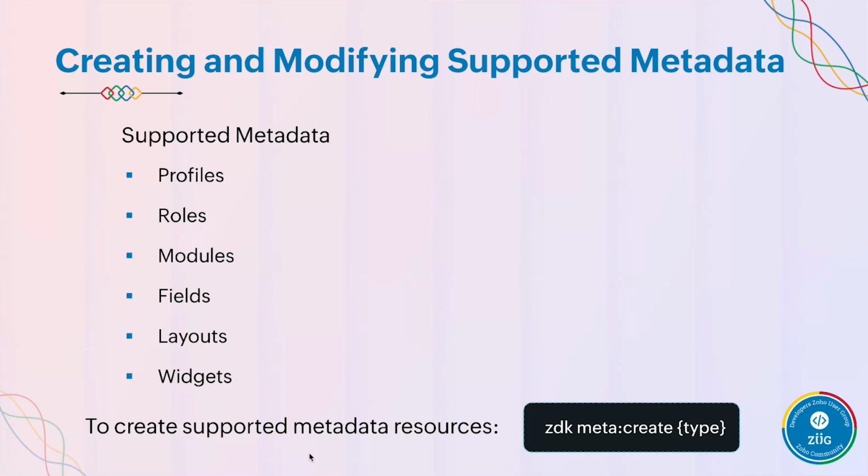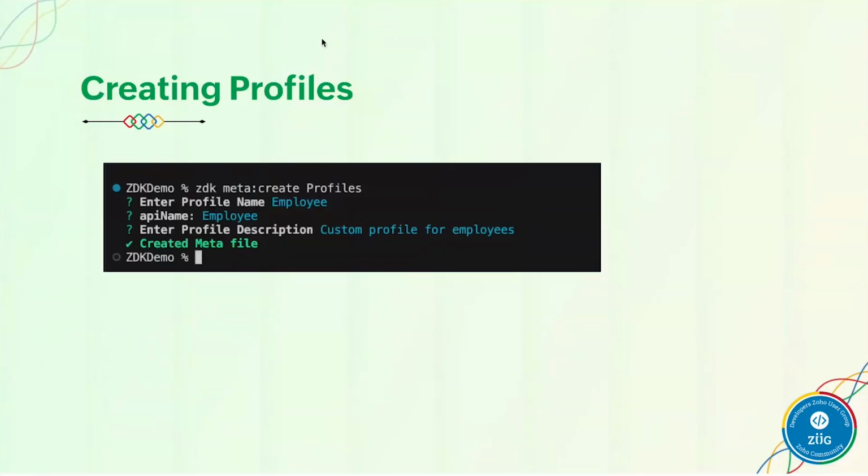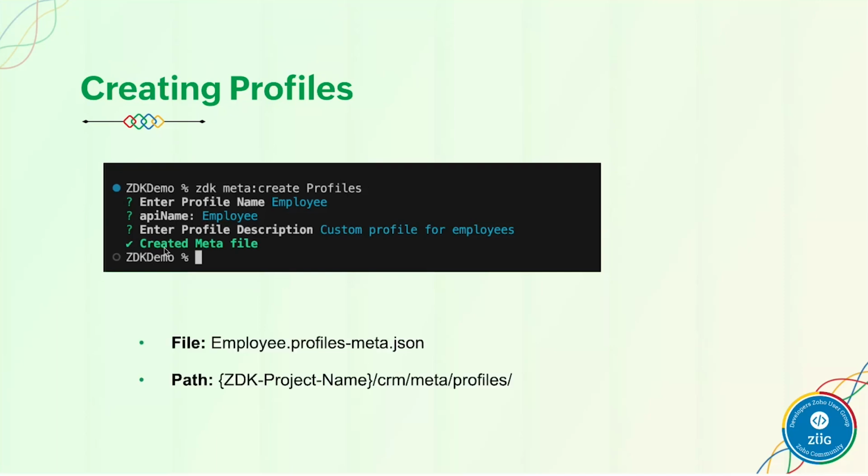To create these supported metadata resources, the format is zdk meta create and the type of the metadata. Now let's see profiles first. To create profiles, we give the command zdk meta create profiles. Here I'm giving the profile name as employee, API name also as employee, and giving a brief description for the profile. It creates the meta file in the format API name of the profile.profiles-meta.json. So here it is employee.profiles-meta.json. This JSON file is created inside the ZDK project name under the directory crm_meta/profiles.